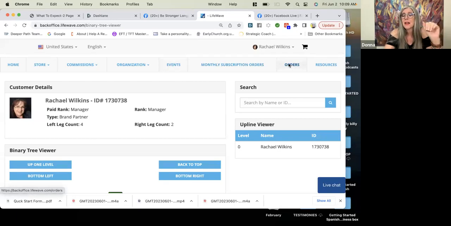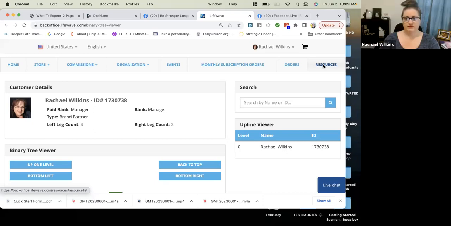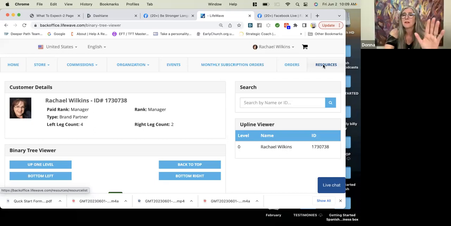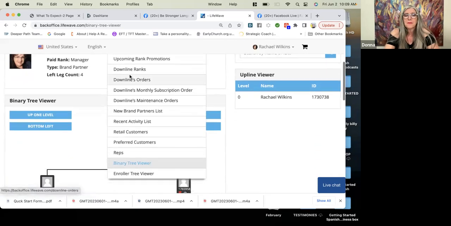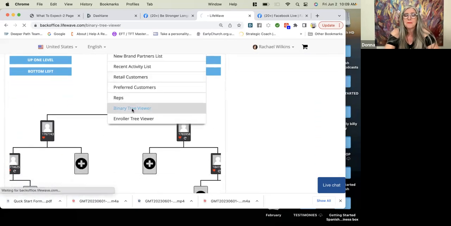Orders, you can find anything that has to do with your orders there. And resources has to do with marketing, anything that LifeWave has that they let us download and print and use. They have it there in multiple languages. All these tabs are worth exploring to figure out how to use your back office to the best of your ability. So now we're in your tree. How I got there: click binary tree.